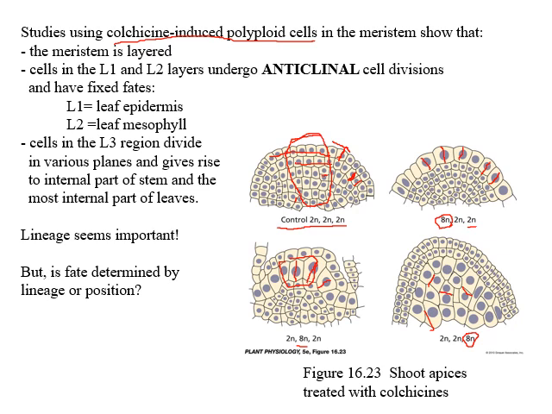So a question that comes out of this observation is that lineage seems to be important. If a cell in the L1 divides, it will only give rise to L1 epidermal cells, and if a cell in the L2 layer divides, it will only give rise to L2 cells, etc. So a central question in developmental biology is whether cell fate is determined by lineage or position. And we're going to have a look at that.